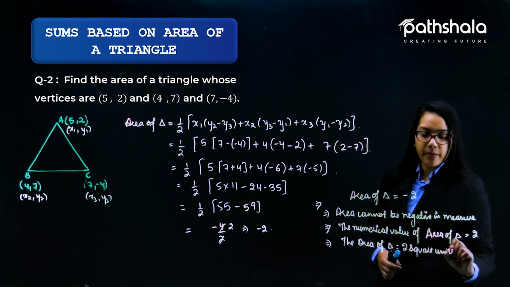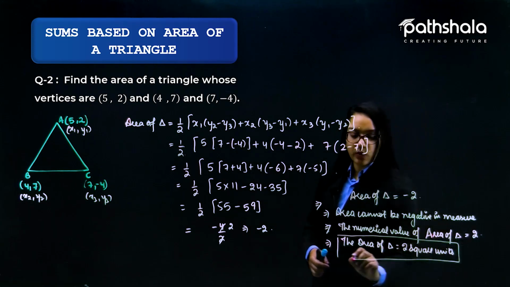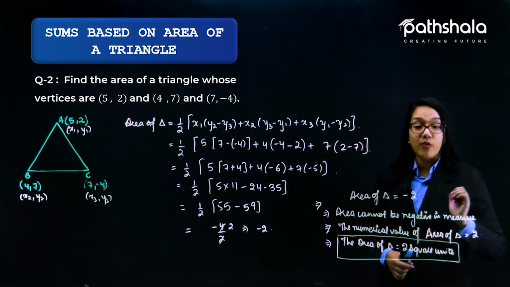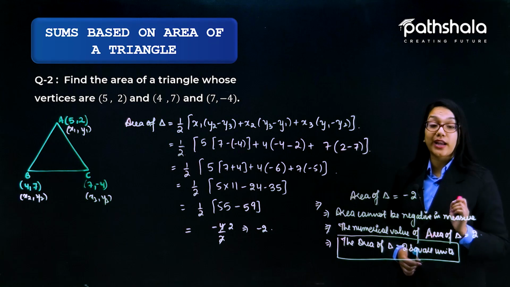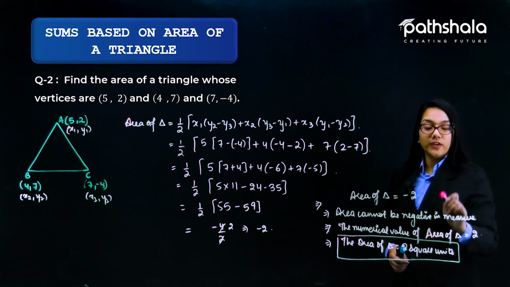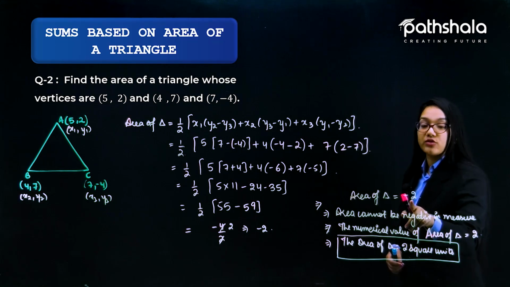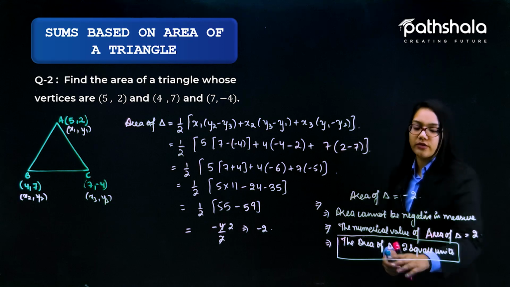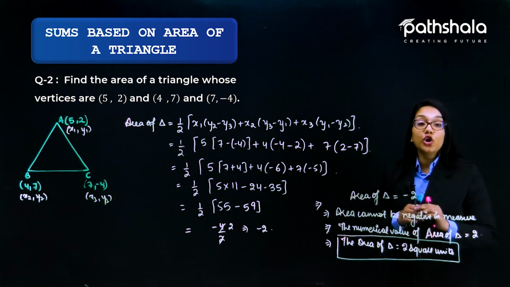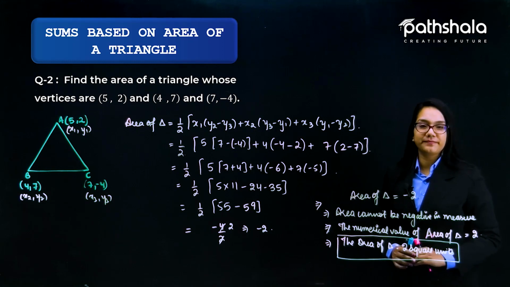So always remember, whenever we have the case of the area of the triangle being negative, we only have to take its numerical value rather than going for the negative value, because area cannot be negative in measure. So always remember this concept. Whenever the area of the triangle comes out to be negative, you just have to take its numerical value. So the answer for this particular question is that the area of the triangle is equal to 2 square units, and this is the answer for this particular question.